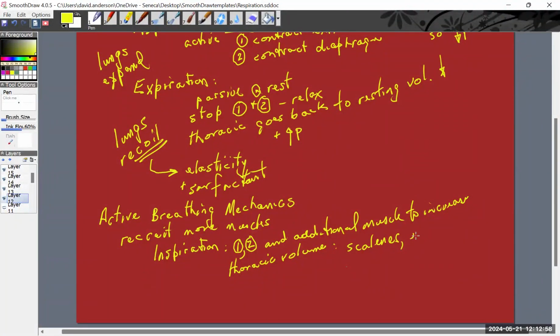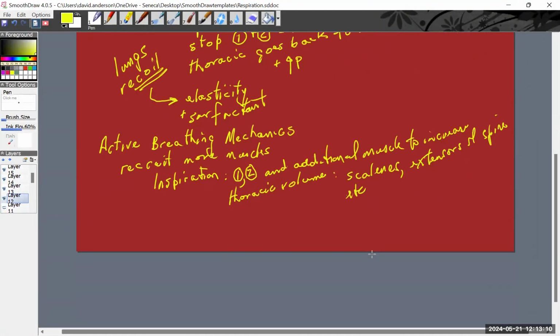The extensors of the spine, etc. Anything that's going to help expand. Okay, and so this is active. For expiration, remember when we were talking about passive breathing or breathing at rest, expiration was just described as being passive. All we did was stop these actions.